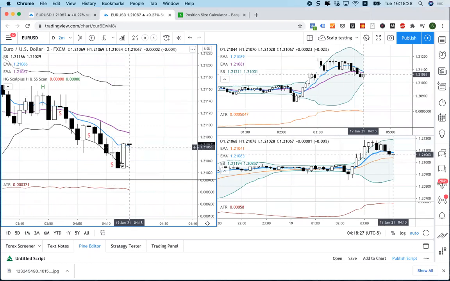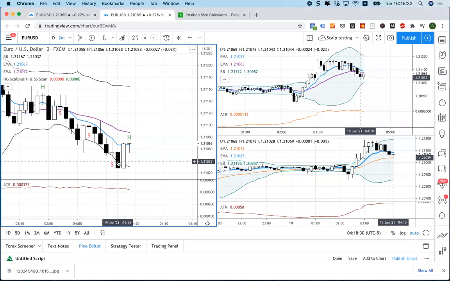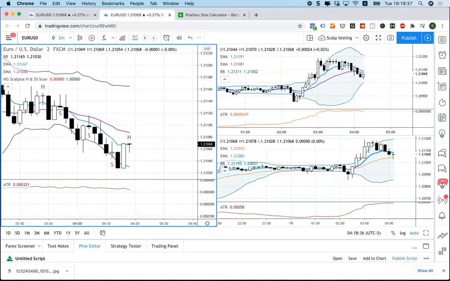The entry would be 7 pips, and the stop loss would be 2.5, which would be 5.5 for 11. So if this closes as a hammer candle or a lower close or both, we're going to be jumping into this trade.